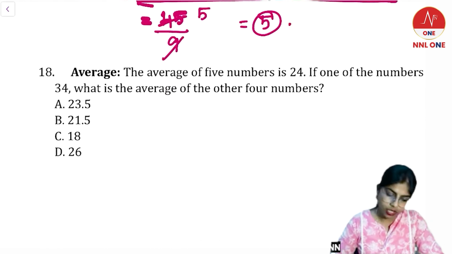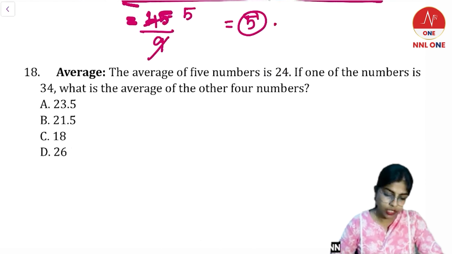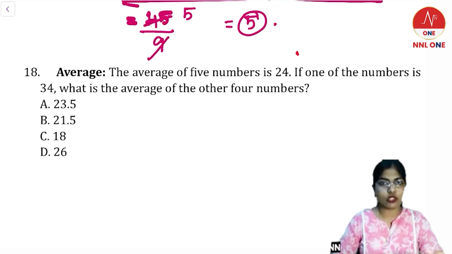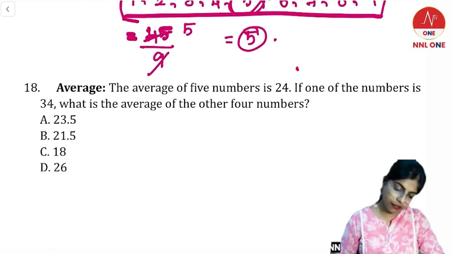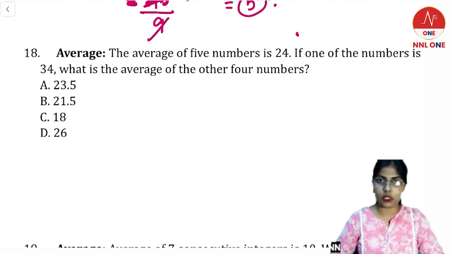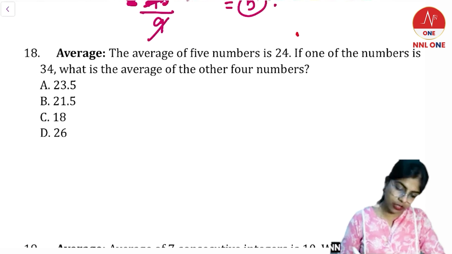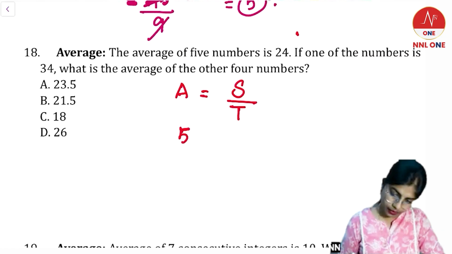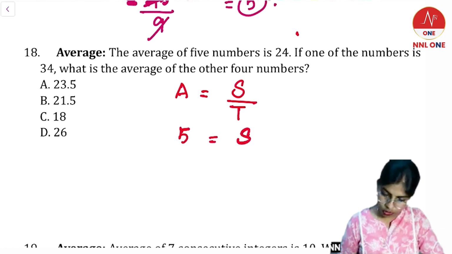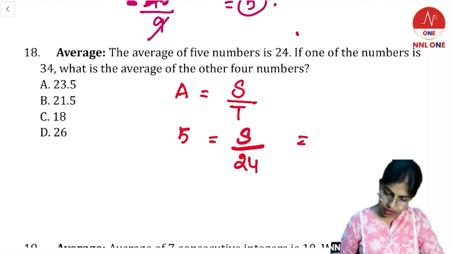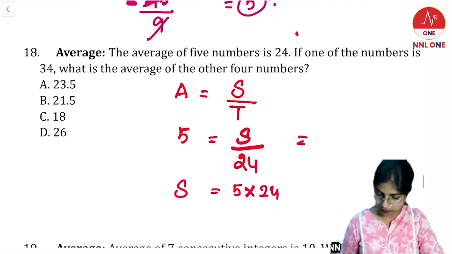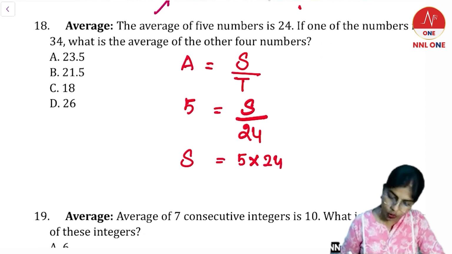The next question: the average of 5 numbers is 24. If one of the numbers is 34, what is the average of the other 4 numbers? What is given in the question? The average of 5 numbers is 24. The formula for average is the sum of observations divided by the total number of observations. Average is already given here. There are 5 numbers and the average is 24. So the sum of the numbers is 5 into 24. What is 5 into 24? It is 120.